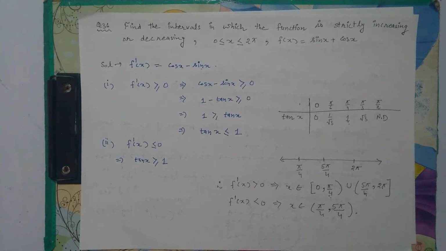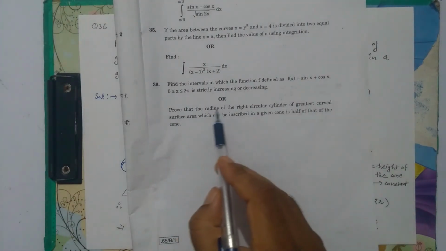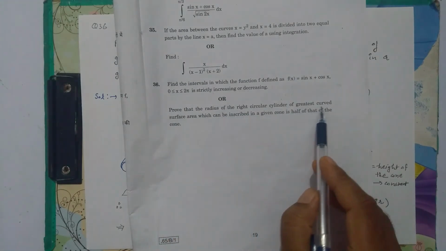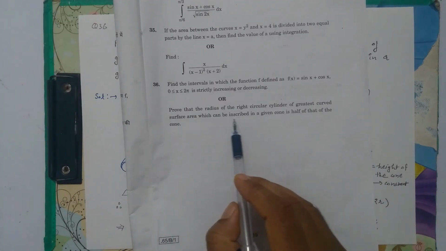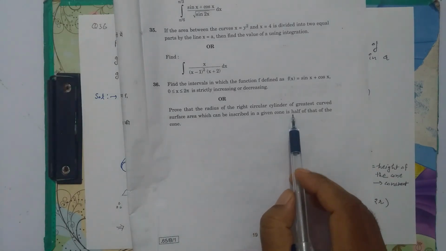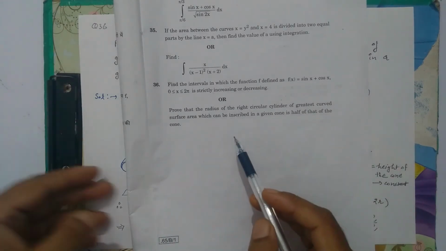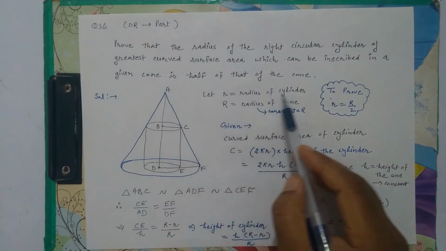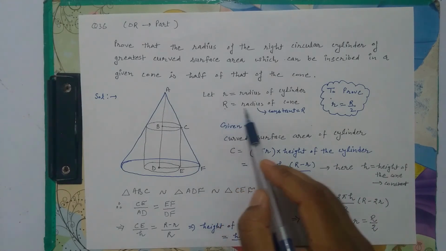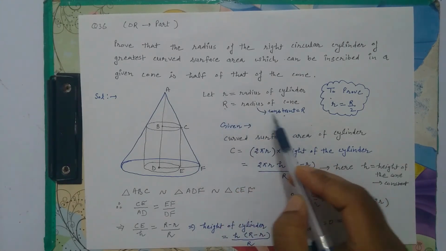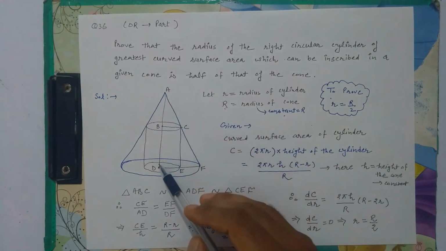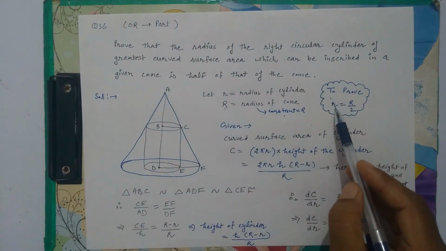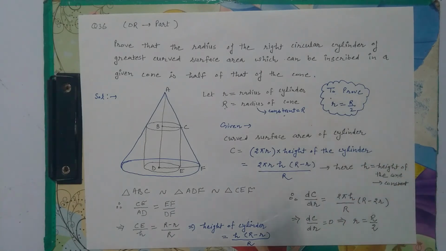Next question is, OR part: prove that the radius of the right circular cylinder of greatest curved surface area which can be inscribed in a given cone is half that of the cone. So here suppose small r is the radius of the cylinder, capital R is the radius of the cone. The radius of the cone is given, so this is constant. We are required to prove that small r is equal to capital R upon 2.